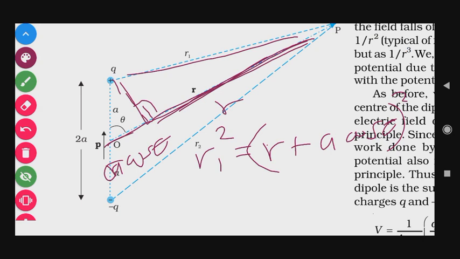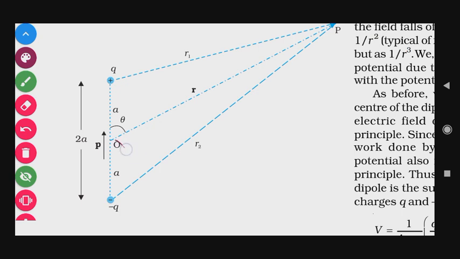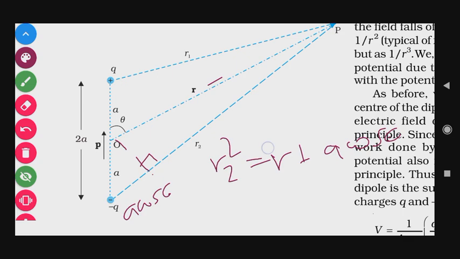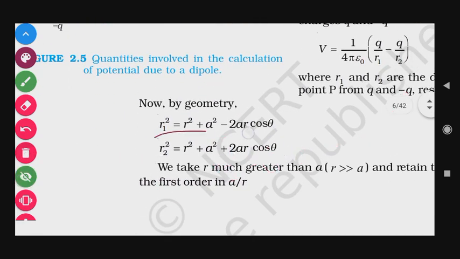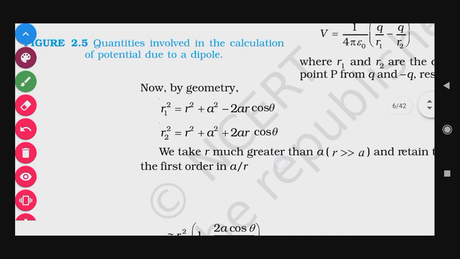Similarly, if you want to find the length r2 in terms of r, you drop a perpendicular here, and this line will obviously be a cos theta. So r2 will be, in this case, r plus a cos theta. On squaring both sides, this is how we obtain these two equations you see here. These two equations are obtained, and I will square them.